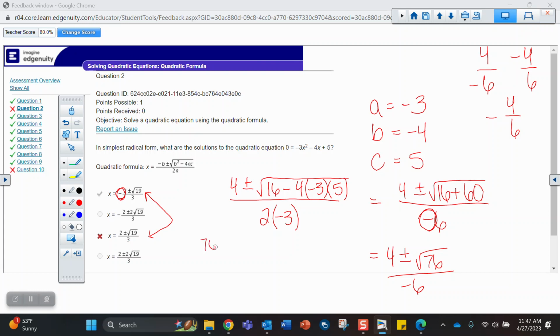I'm going to go ahead and do a factor tree on 76: 38, and then 2 and 19. So I do have this pair of 2's that can come out of the square root. So it becomes 4 plus or minus 2 square root 19 all over negative 6. And now we're at a place where we can reduce. 2, 4, and 6 are all divisible by 2. That becomes a 1, that becomes a 2, that becomes a 3, and then they pull that negative all the way out in front. So that's what you missed there.